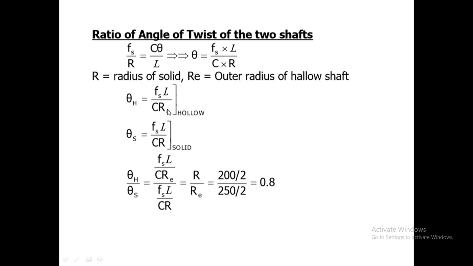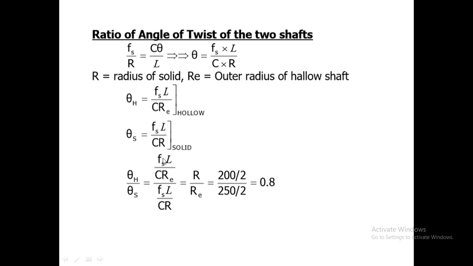So this is the hollow shaft here, so we will take the radius as the outer radius of the hollow shaft here. Similarly for the solid shaft the formula remains the same, so here it is the radius of the solid shaft R. So if you take the ratio of these two now, that is we will take the ratio of hollow shaft to the solid shaft with respect to the angle of twist.